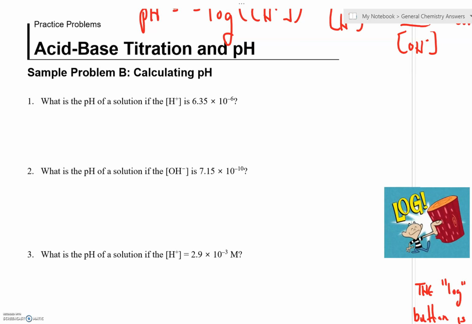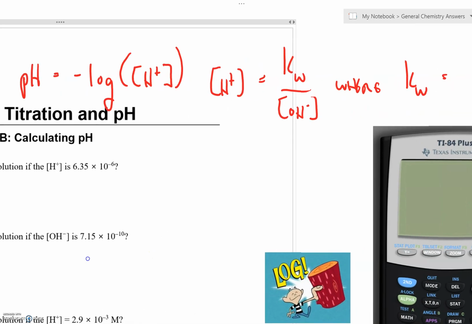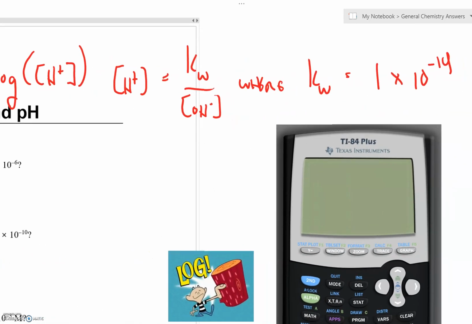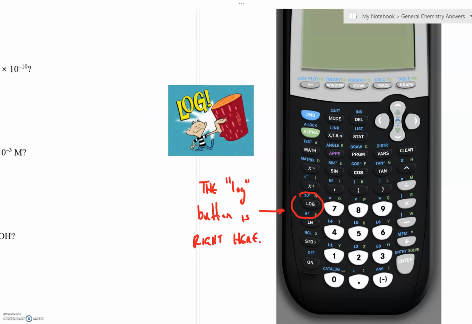Okay, here's how we do this. Let's remember that we're looking at this equation to find pH from the concentration of H+. And if we don't know H+, but we do know OH-, we're going to use this equation where H+ is equal to Kw over OH-, and Kw is a constant that is always equal to 1 times 10 to the negative 14th. Also remember that the log button is right here on your Texas Instruments calculator. It is next to the number 7. All right.